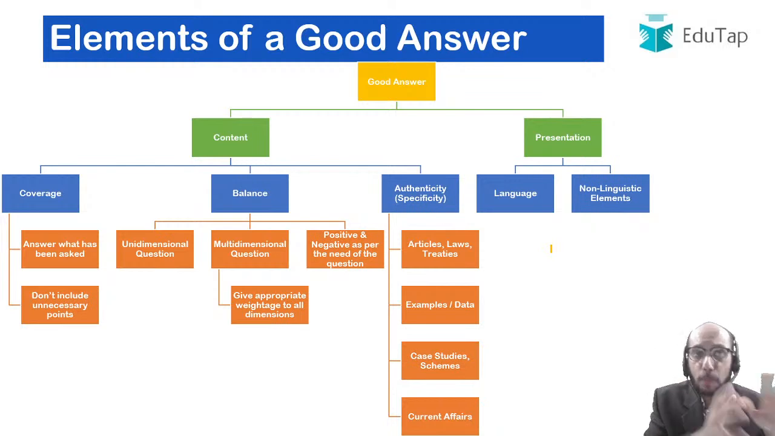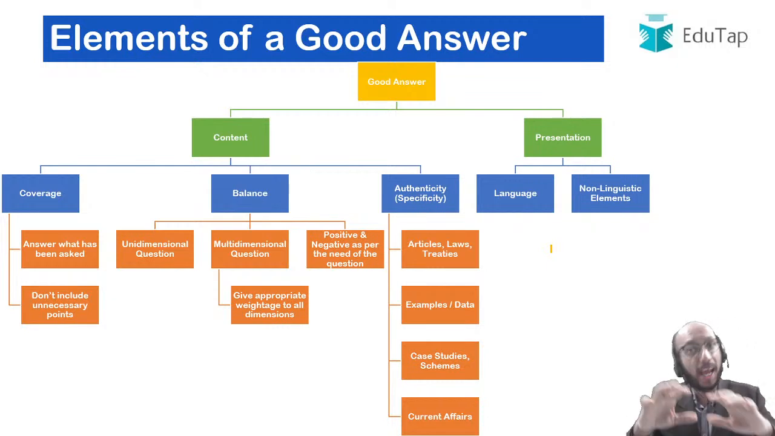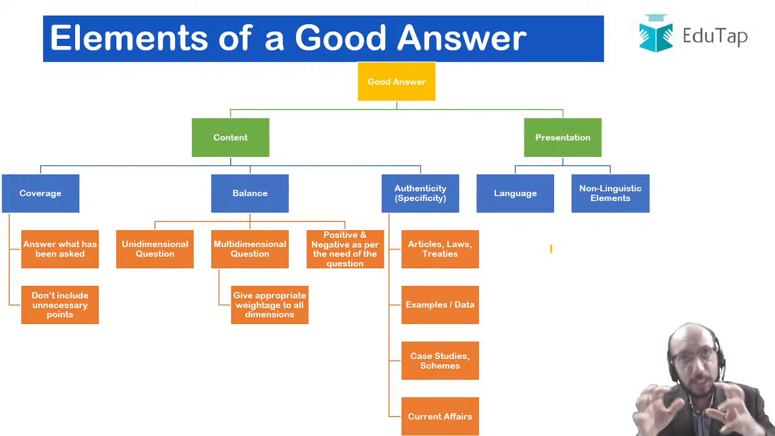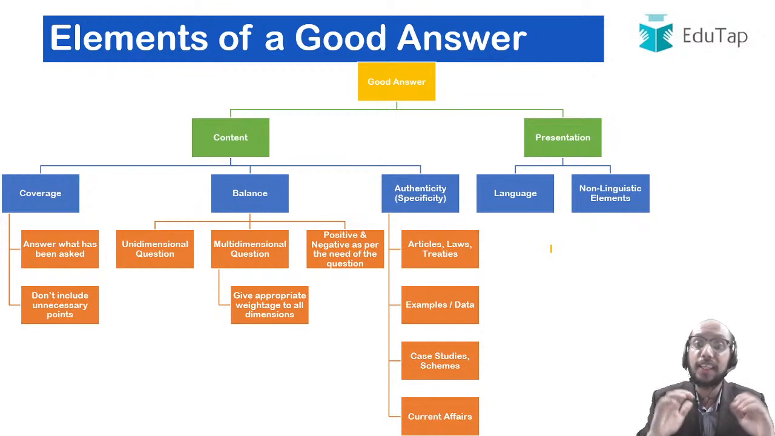So giving the appropriate coverage, having a balanced answer, the right appropriately balanced answer, right, that will be helpful in getting you closer to average marks. Having authenticity, having specificity will help you in getting above average marks. That is the kind of idea that you should try to develop.